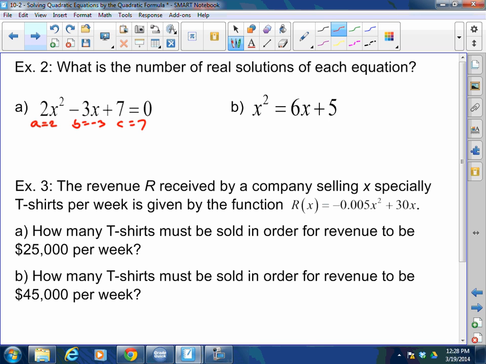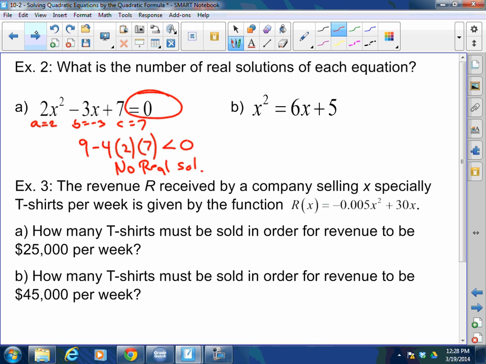You can't say that this is one solution until you plug it in. B squared is 9 minus 4 times A times C. There's going to be 9 times negative 56, so that's going to be a negative. So the discriminant here is less than 0. So here there are no real solutions.